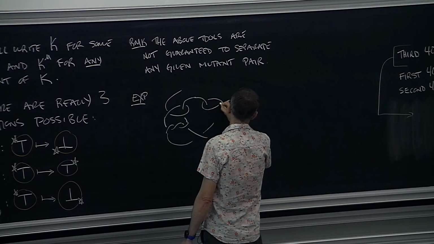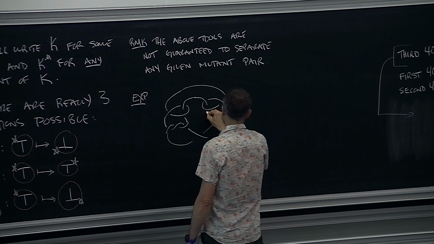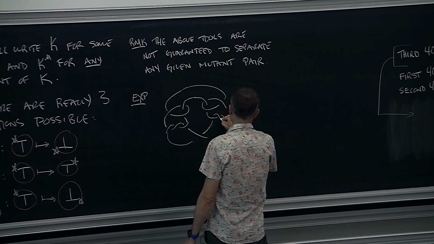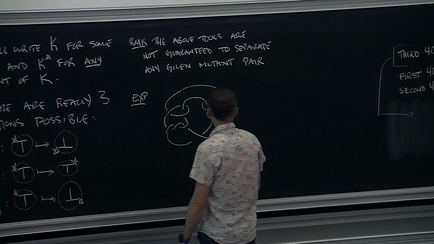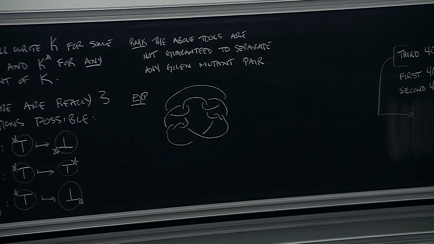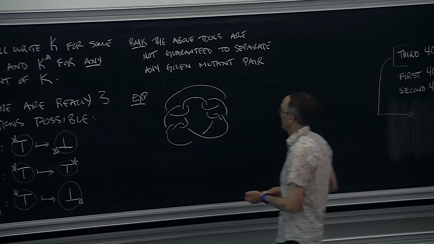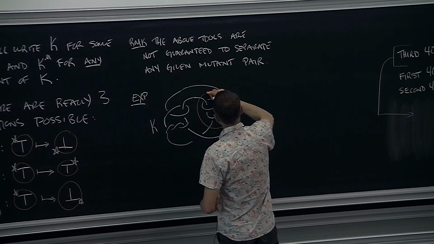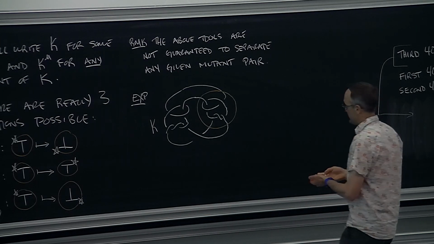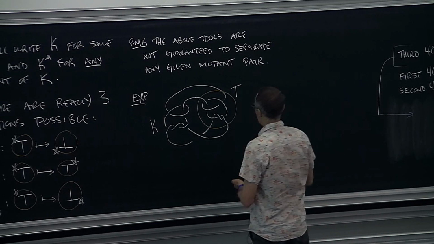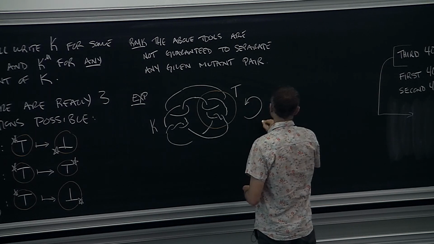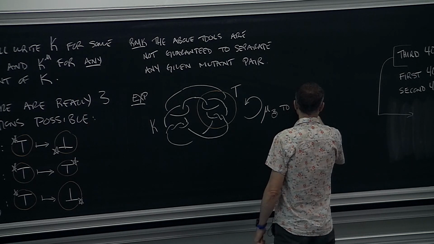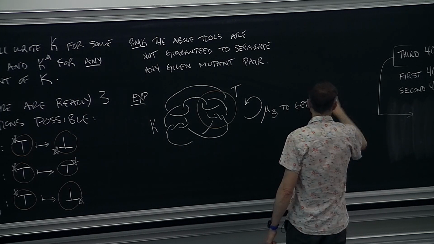The important thing is that this not be alternating. So if the knot is not alternating, tell me. Here we go. There's a knot, K. Here's a tangle, T. And the mutation I'll do, again, apply mu z to get K mu.